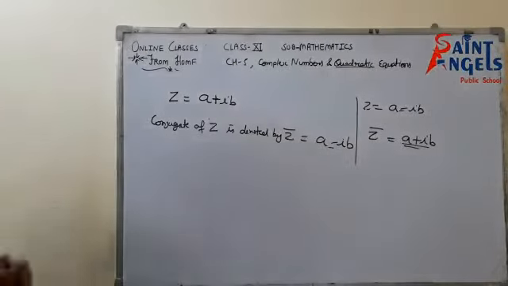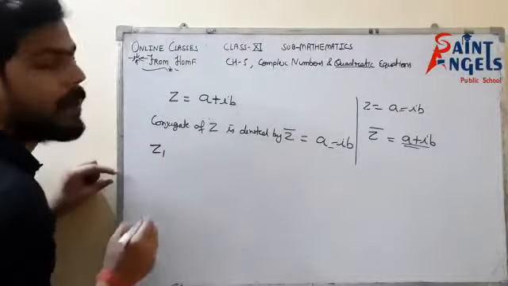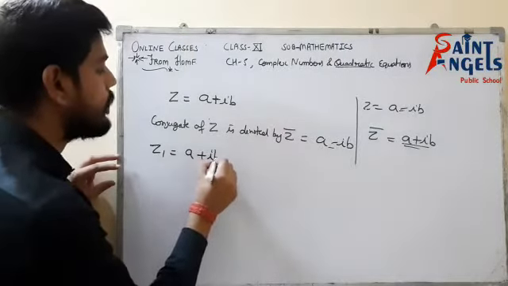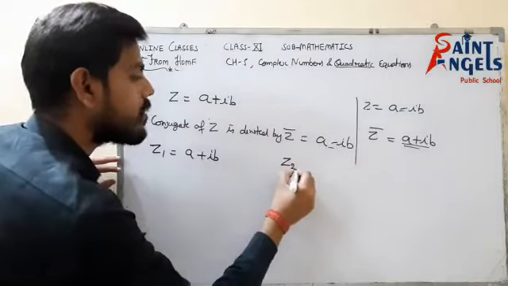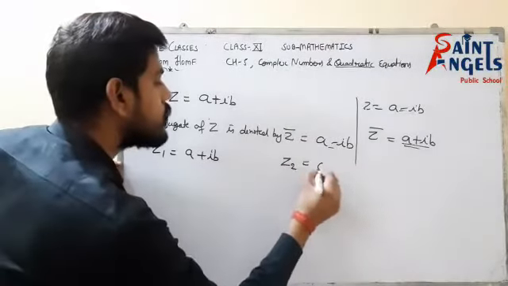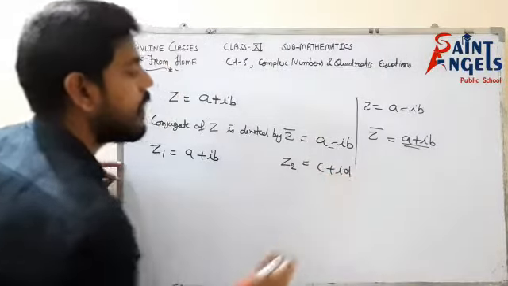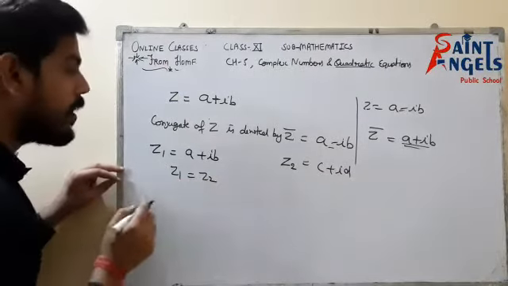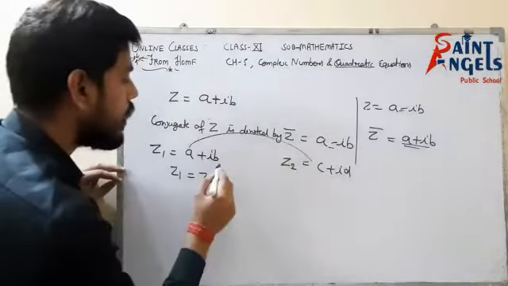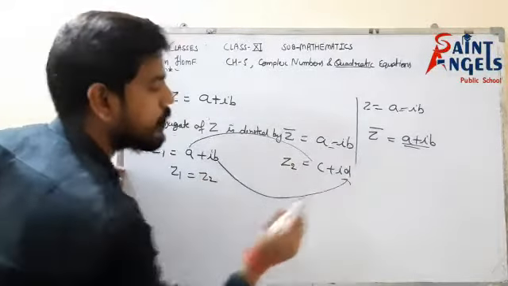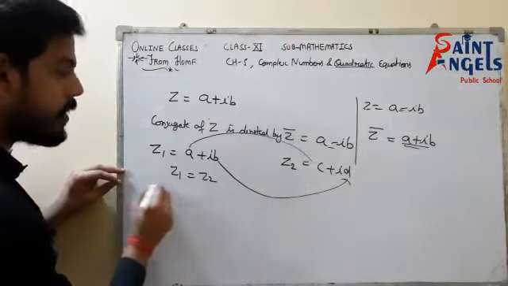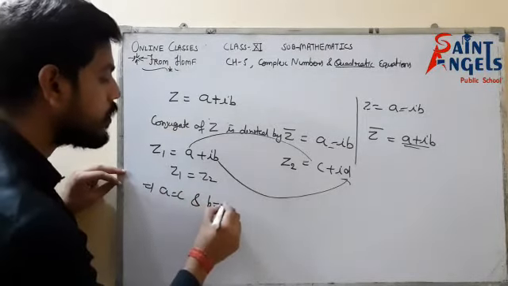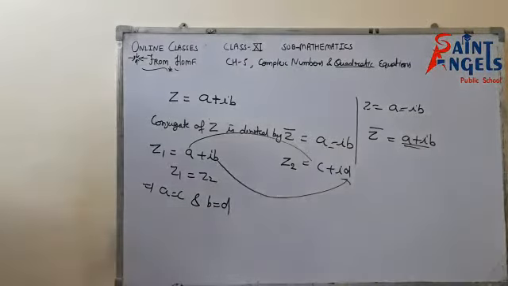Okay students, now suppose I have two complex numbers, z1 equals a plus iota b, and another complex number z2 equals c plus iota d. If these two numbers are equal, it means their real parts should be equal and their imaginary parts should be equal. It implies that a equals c and b equals d. Okay students? I hope you got it.